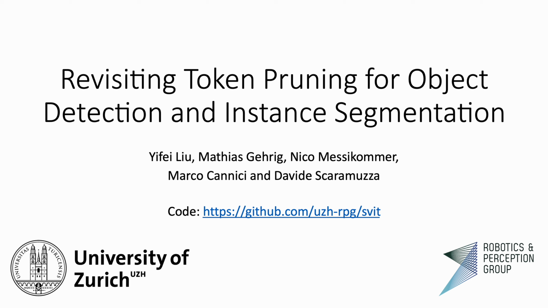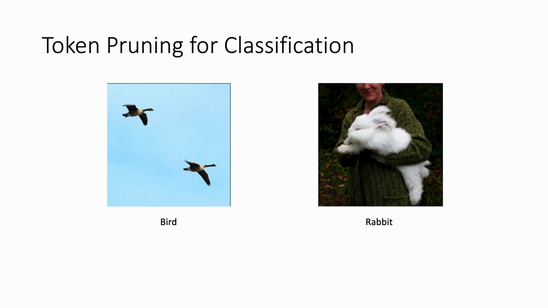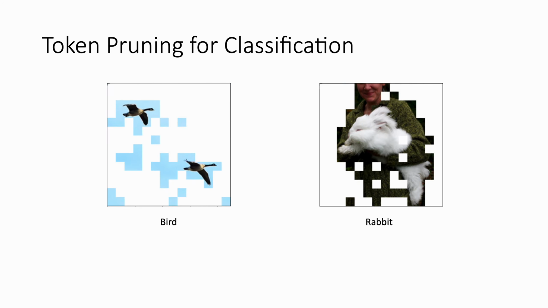In this work, we revisit token pruning for vision transformers, and introduce a selective vision transformer for object detection and instance segmentation. Token pruning is a method to reduce the number of tokens in vision transformers. The redundancy of input images allows a removal of some unimportant regions such that the model can have faster inference speed and still maintain a good recognition accuracy.